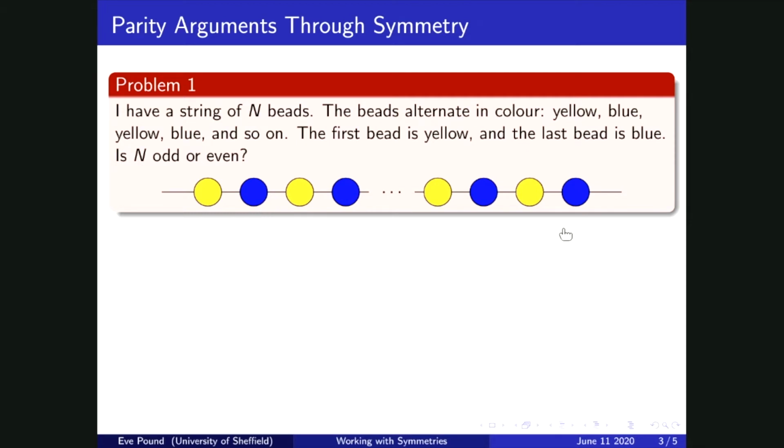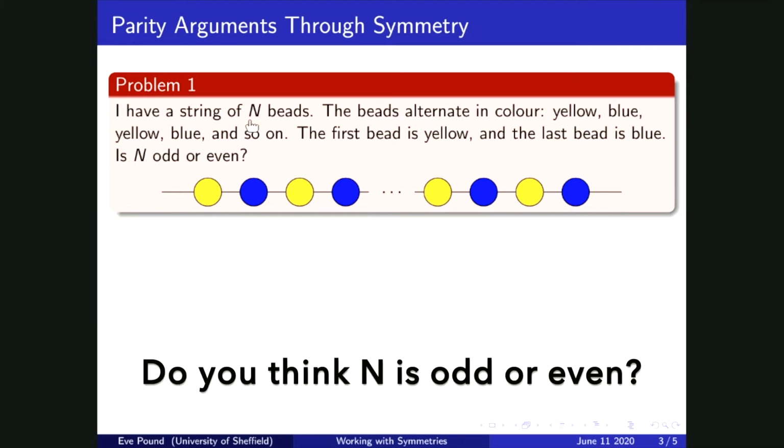I'm not going to tell you how long the string is. We keep going yellow, blue, and then we finish yellow and then blue again. So our last bead is blue. And the number of beads we've got is n. So the first question we're going to ask you is, do you think n is odd or even? And then we're going to go through some various ways we could think about this problem to answer that question. So there'll be a poll appearing very soon where you can tell us whether you think n is odd or even. I'm going to leave you for a couple of minutes to think about that and to respond to the poll.